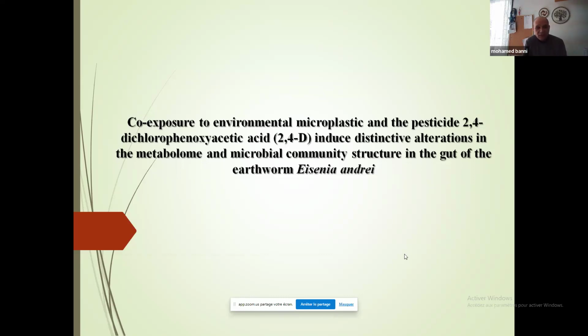In this first example, we conducted a co-exposure to environmental microplastic and a pesticide, the first one in the world in terms of amount of use of pesticide. It is an herbicide, the 2,4-D. It is an auxinic substance that is widely used in the world to eliminate undesirable plants, I mean weeds. In this work, we have challenged agricultural soil with the herbicide alone, with the microplastic alone, with the mixture of them, and then we have studied the impact on the earthworm.